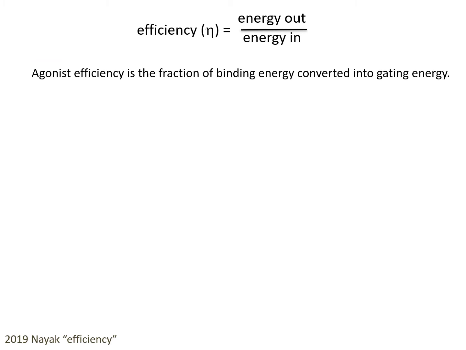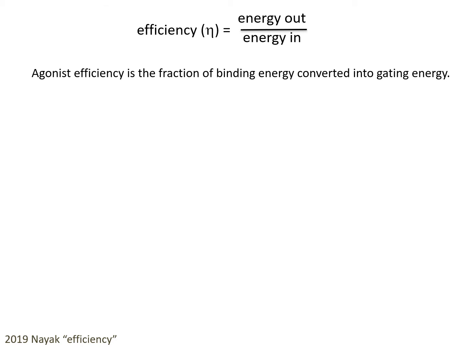The efficiency of a machine, symbolized by the Greek letter eta, is equal to the energy out divided by the energy in. Receptors are molecular machines, where the energy out is the gating energy or the response energy, and the energy in is the binding energy. So agonist efficiency is the fraction of binding energy converted into gating energy.